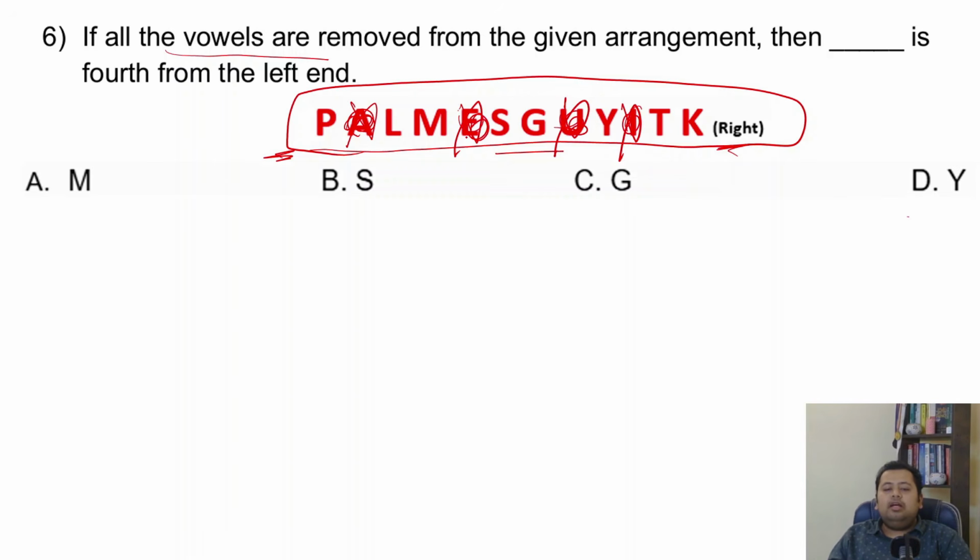Now, once that is removed, it's asking which letter is fourth from the left hand. Now, which is fourth from left hand? So P is first from left, L is second from left, M is third from left, and S is fourth from left. So, what is the answer? Your answer is B, S, right? So, S is your correct answer. Hope you got this one correct, right? If you did not, not to worry. I'm sure you would have learned something new in this question.